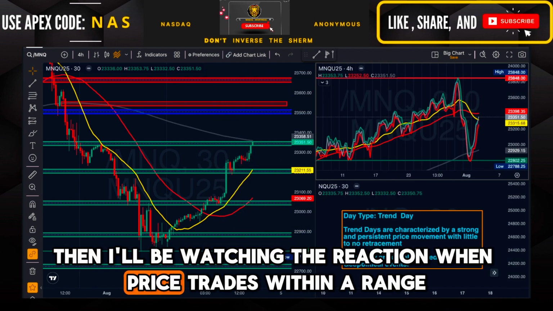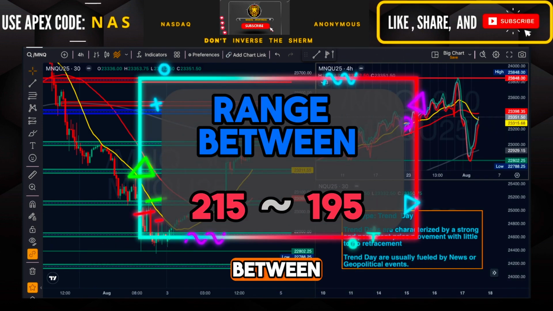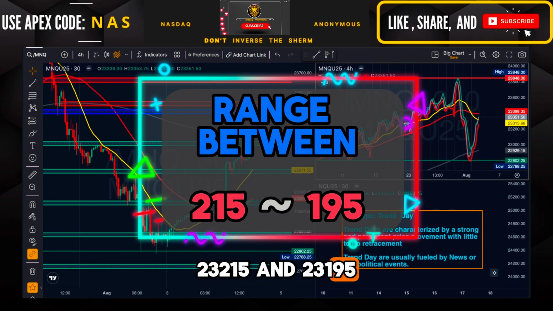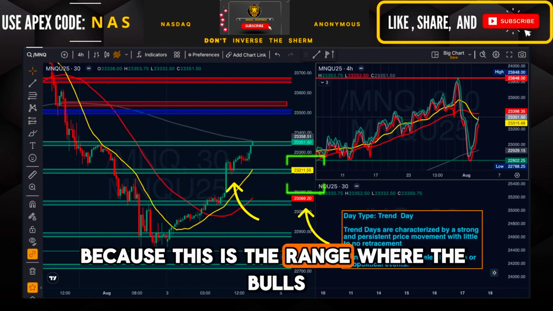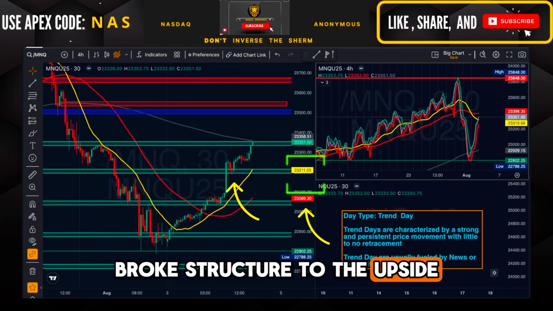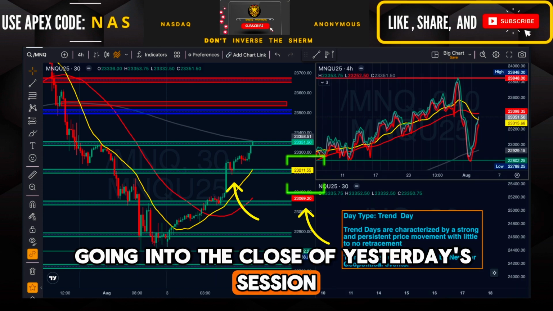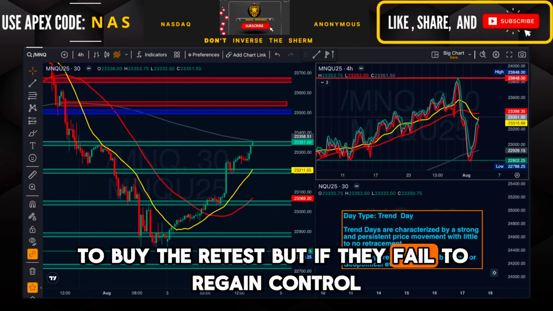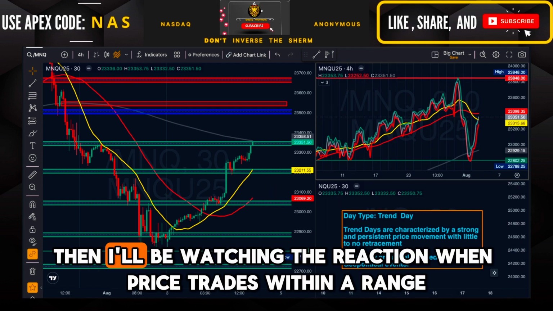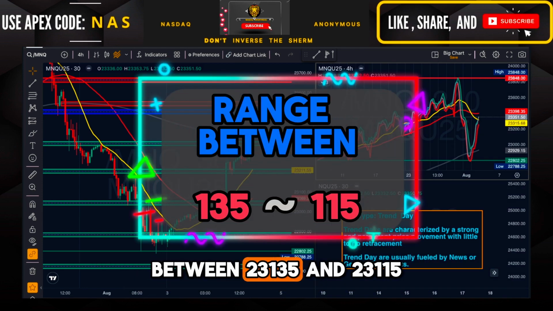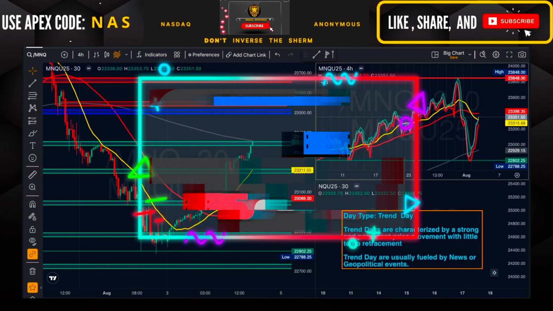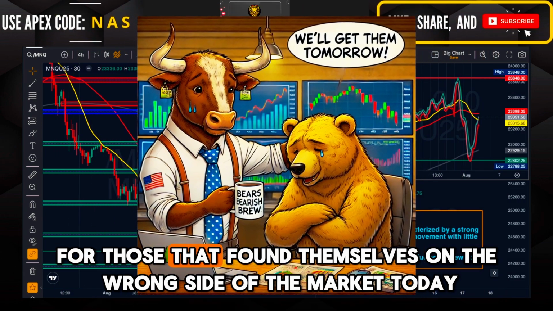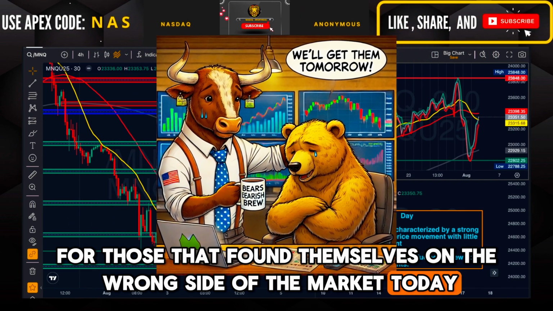However, for my bearish thesis, if the bears can maintain their control overnight, then I'll be watching the reaction when price trades within a range between 215 and 195. Because this is the range where the bulls broke structure to the upside going into the close of yesterday's session. And I do expect passive buy orders to be resting around this area to buy the retest. But if they fail to regain control, then I'll be watching the reaction when price trades within a range between 135 and 115.